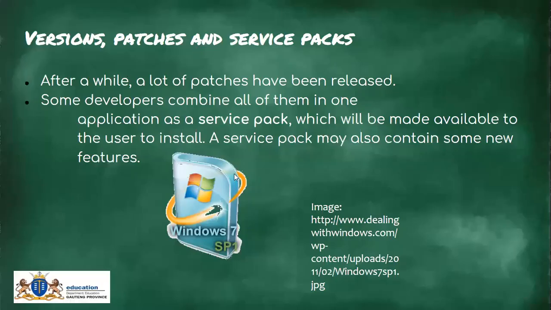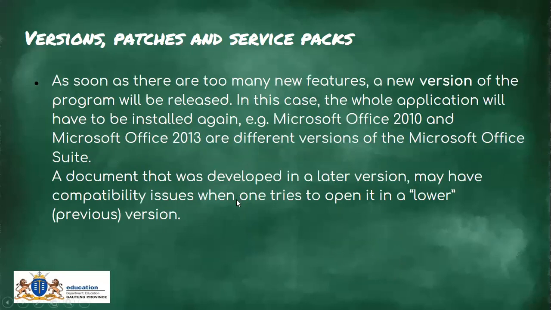I'm going to open that document on the Office 2003 that you have seen. Because I have saved it as 97 to 2003, it will be compatible. But if I don't save it as 97 to 2003 and try to open it on the older version, it's not going to open there. That is what they are saying here: a document developed in a later version may have compatibility issues when others try to open it in a lower, previous version.